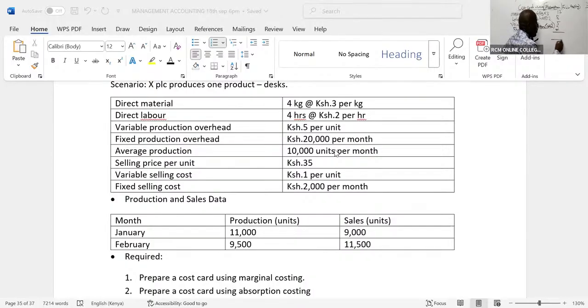So then come and give me the full cost per unit. 27. Thank you so much. Let me ask you a question. I can see down here, I have fixed selling cost of 2,000 per unit. Can I bring this one here in terms of inventory valuation?